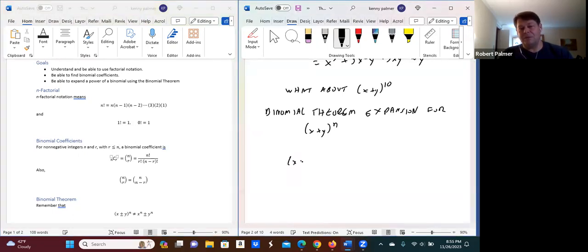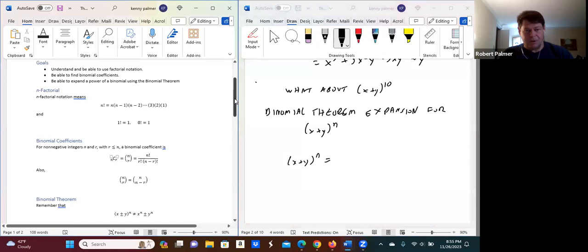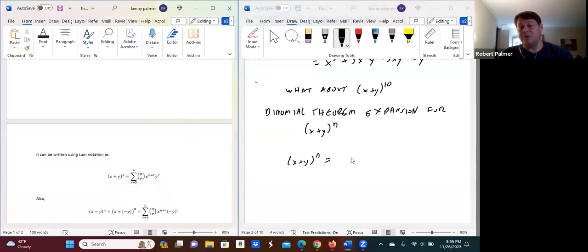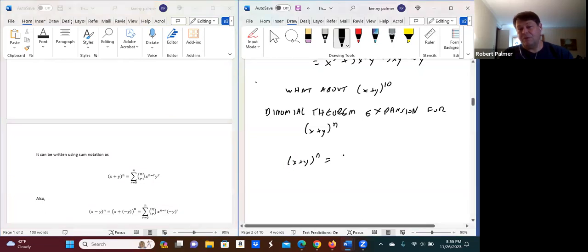So if we do x plus y to the n, then that's equal to this. So we do a sum notation. Hopefully you've seen this sum notation before, but we'll explain it. Let me write it down first and explain what it means. This is called a Greek letter sigma. And then we have our binomial coefficient n choose r, and x to the n minus r times y to the r.